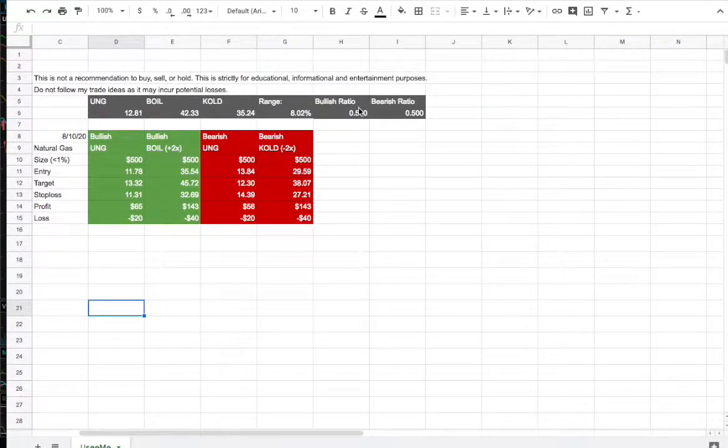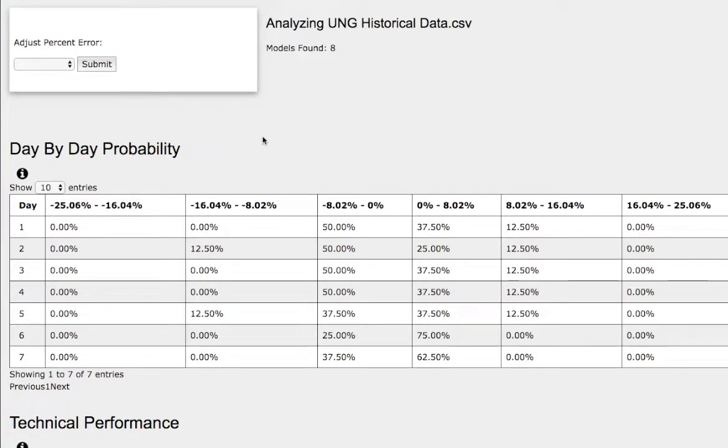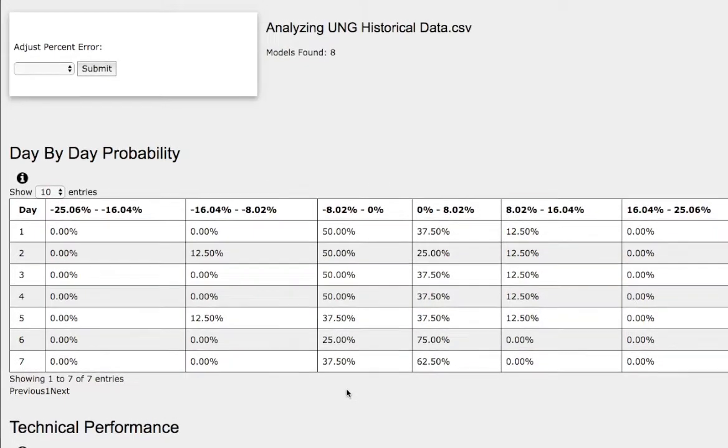The range, the bullish ratio, and bearish ratio come from the day-by-day probability model right here. And as we progress to the 5th day or a week of trading, we have a 38% chance for natural gas to climb higher between 0 to 8%, and on the extreme case, a 12% chance for it to climb between 8% to 16%. And to the downside, we have a 37% chance for it to fall between 0 to negative 8%, and on the extreme case, a 12% chance for it to fall between negative 8% to negative 16%. These models are available in the link below.